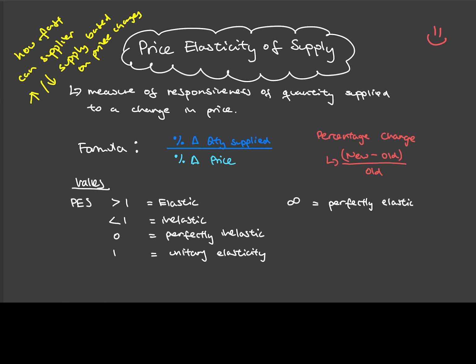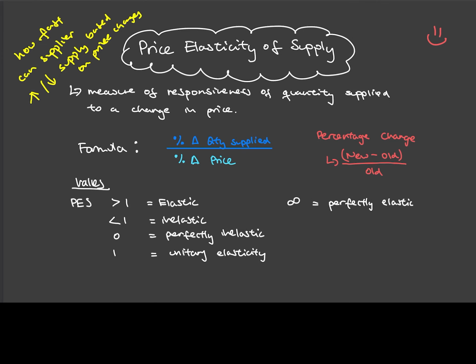Then we have PES equals 0, which is perfectly inelastic. What this basically means is that at one quantity, they will supply for all prices. So they won't change their quantity at all. There's no responsiveness to changes in price. It's just that one quantity for all prices.